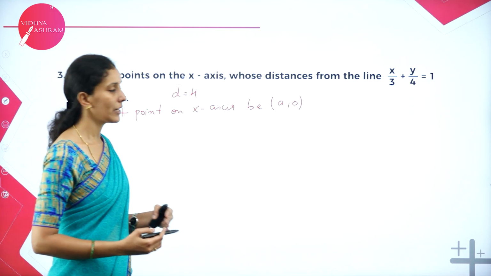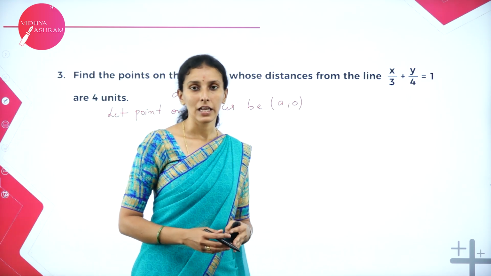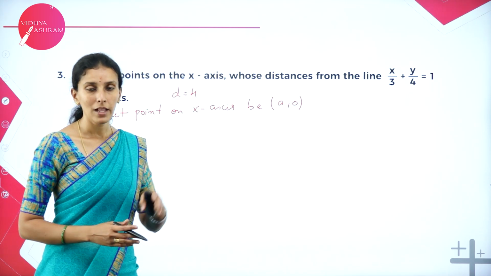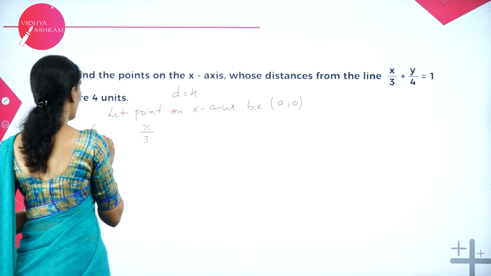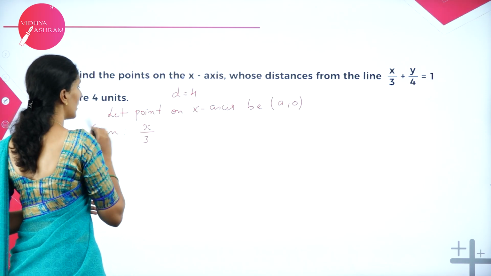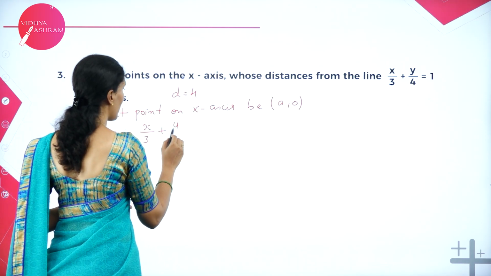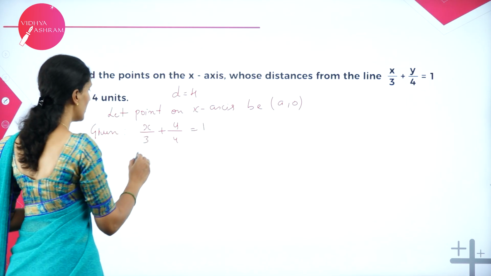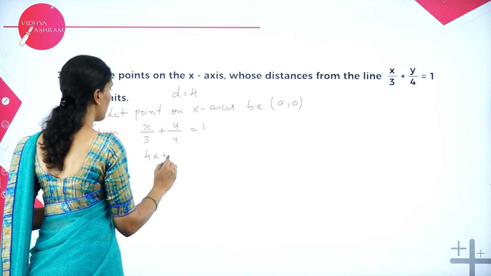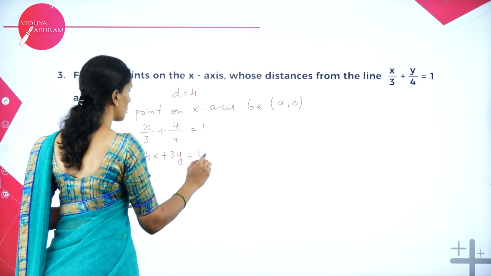For the distance formula, I need to calculate the values of A, B, C. Now this is in the intercept form. Let me convert it into general form. So I have given x by 3 plus y by 4 is equal to 1. Take the LCM and multiply, which is 12. So it is 4x plus 3y is equal to 12.